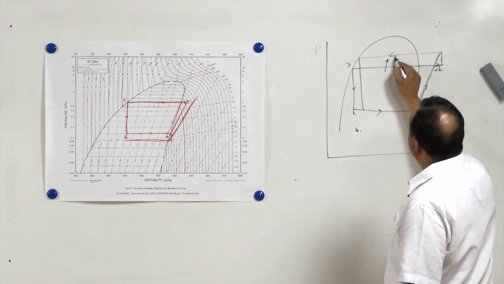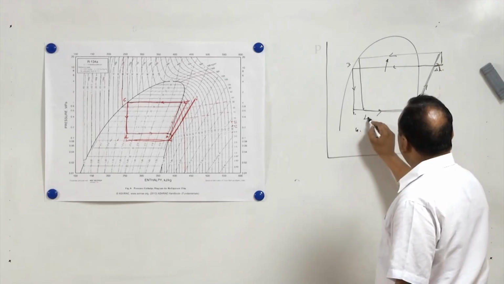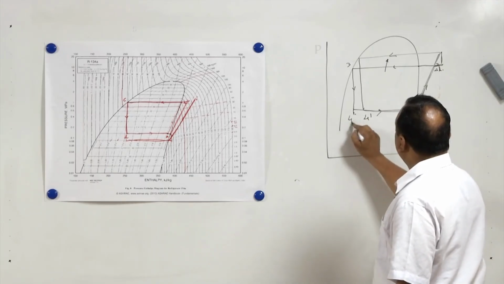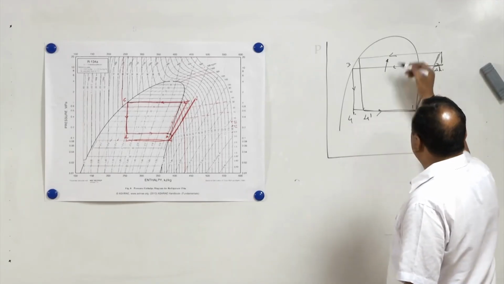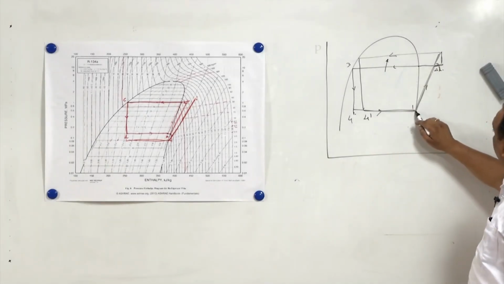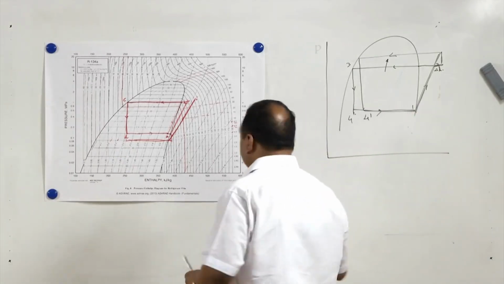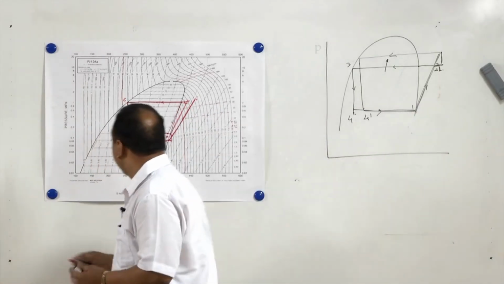At the same time, the refrigerating effect will be reduced. Earlier we were getting 4-1, now we will be getting 4'-1. So, when we increase the condenser pressure, the refrigerating effect is reduced and the compressor work is increased. Again, the COP of the system will be reduced. That can be shown here also.